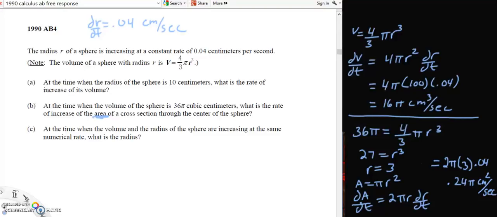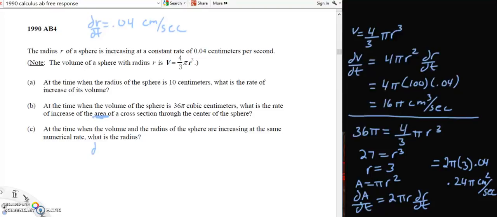Then you would say a sentence, when the radius is, or when the volume is 36 pi, the area is increasing at a rate of 0.24 pi centimeters squared per second. Now, part C says, at the time when the volume and the radius of the sphere are increasing at the same numerical rate. So what we have to do over here is we need to write down at the time when the volume and the radius of the sphere are increasing at the same numerical rate.